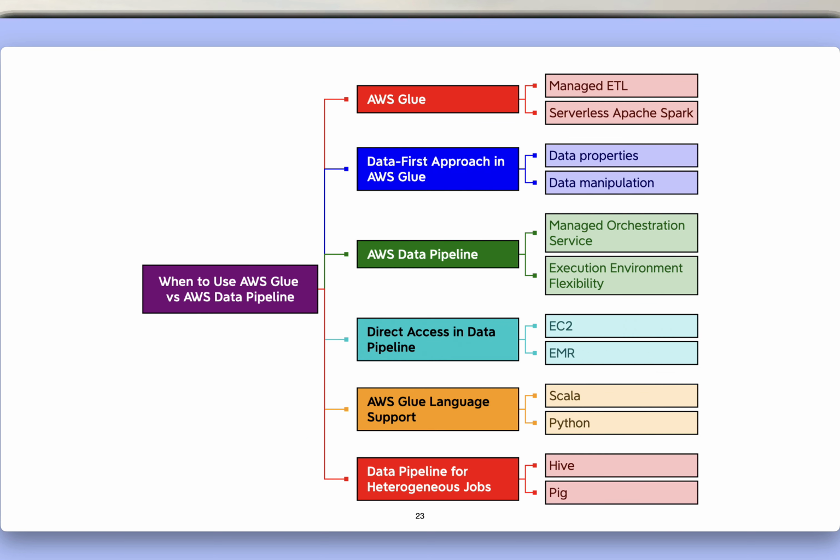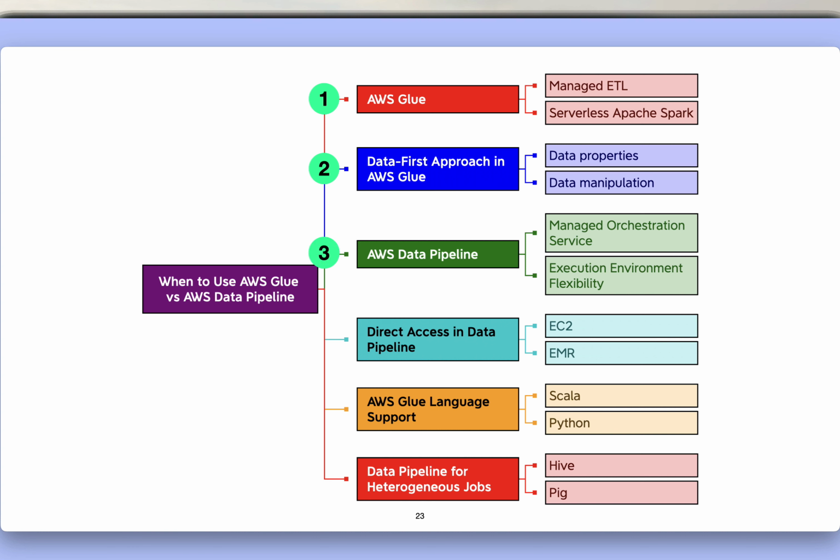When to use AWS Glue versus AWS Data Pipeline. 1. AWS Glue. Managed ETL on serverless Apache Spark. AWS Glue provides an ETL service that allows you to focus on your data transformation job without worrying about the underlying compute resources. 2. Data-first approach in AWS Glue. AWS Glue emphasizes the data properties and manipulation, making it easier to transform the data for business insights.